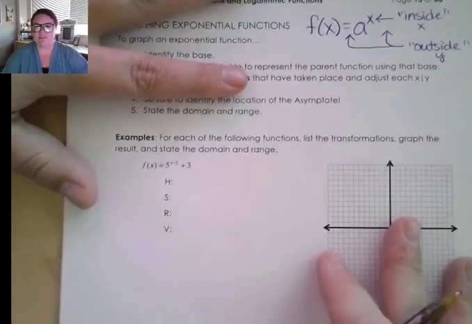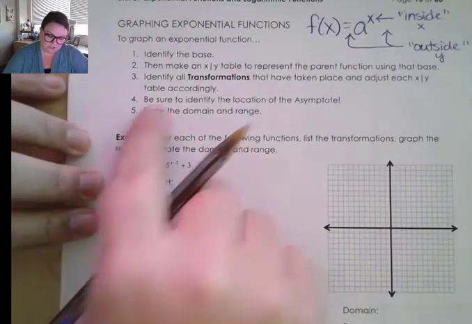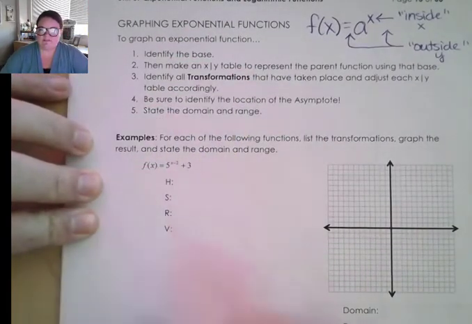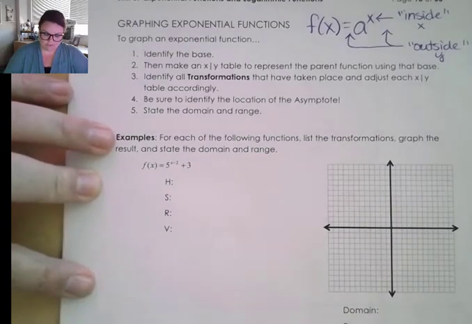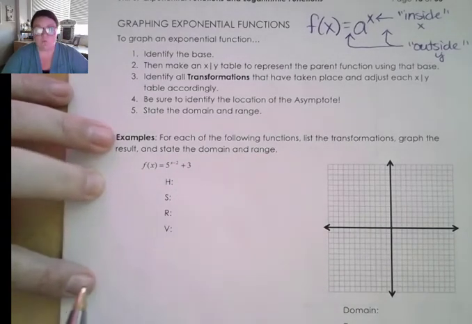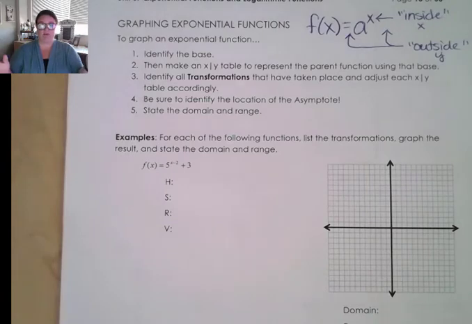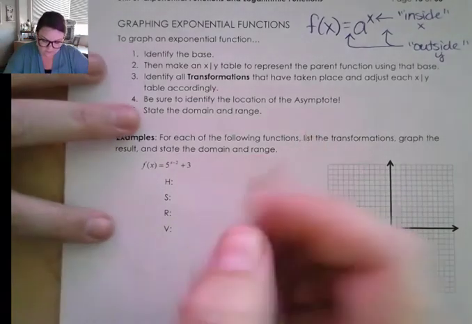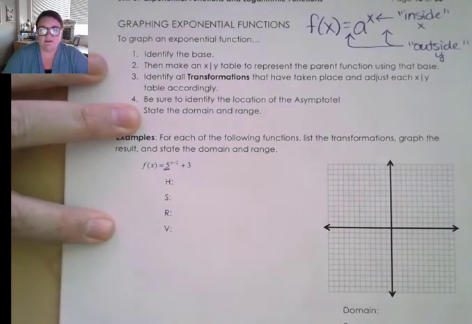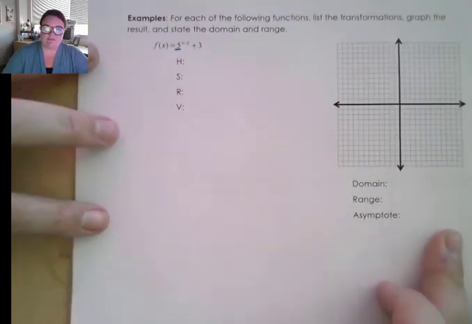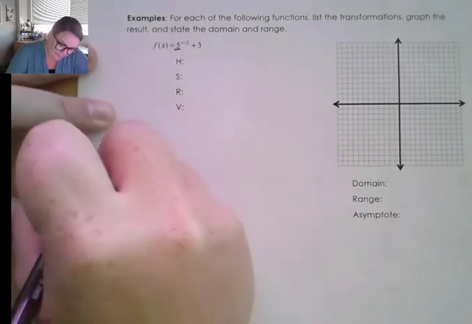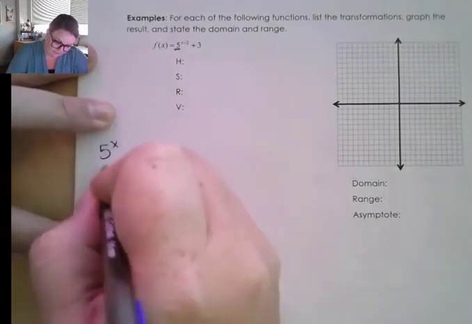So let's look at this first one. First, before we start identifying transformations or anything else, we want to make sure we know what the exponential base is. What is the thing with the exponent, in its most basic form? In this case, it would be a 5. The 5 is the thing with an exponent. So we're going to go down here and create a parent table using 5 to the x power.